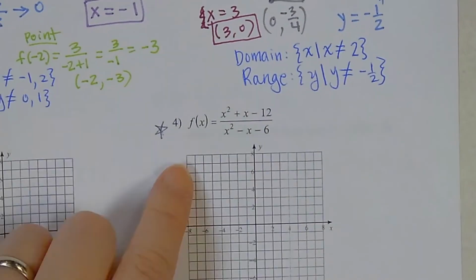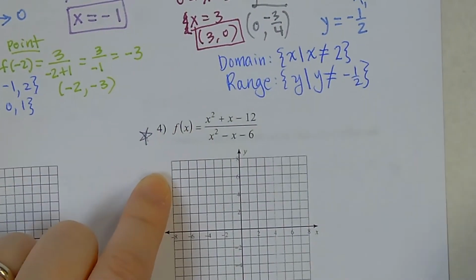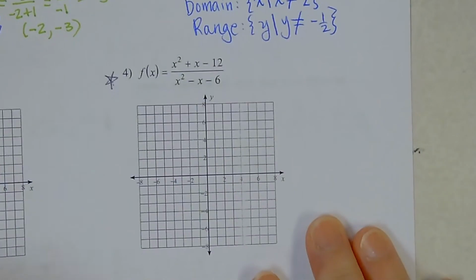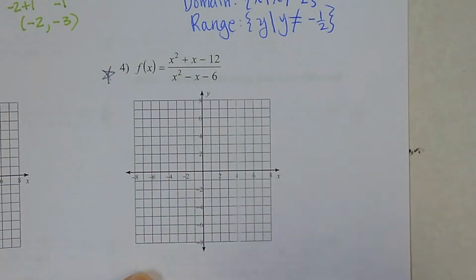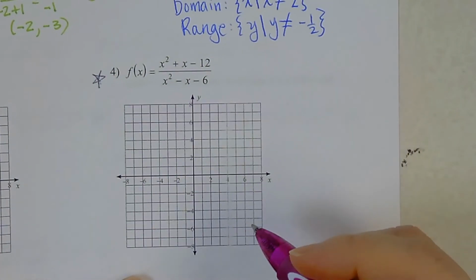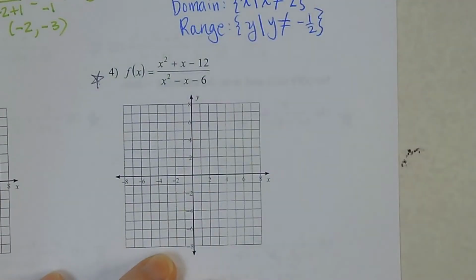Last one we're going to do is this guy right here, number 4. Number 3, you can just do on your own. I'm not doing all of them. It's already been 18 minutes. I know, crazy. Time flies when you're having fun.